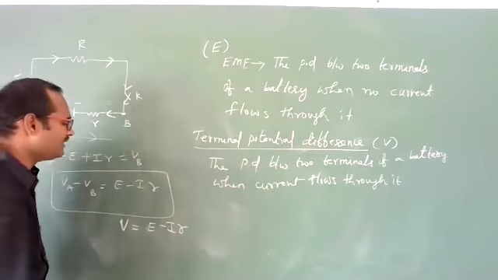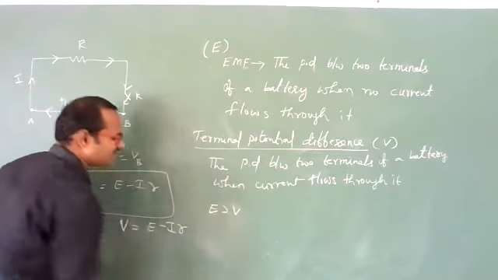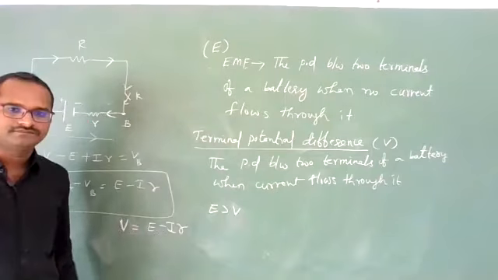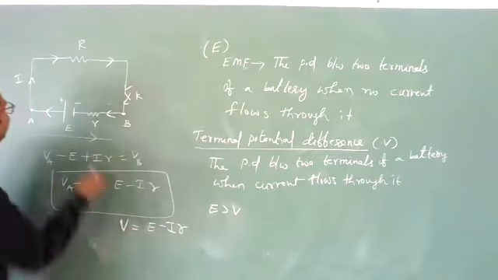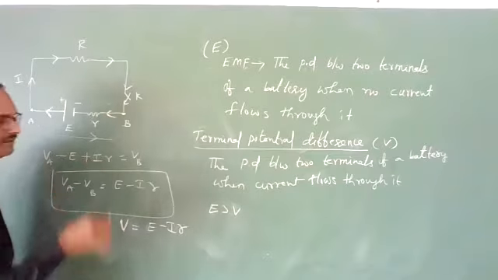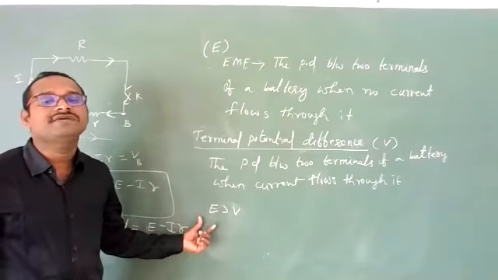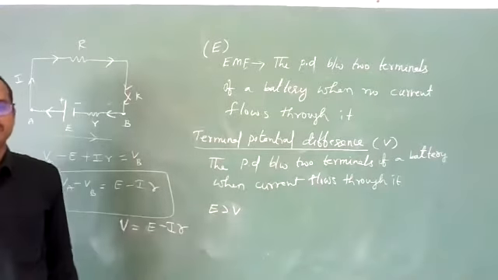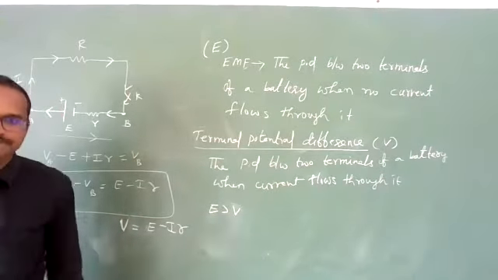Now, which one will be more? E will be greater than V. Yes or no? Yes, V is less than E. So when the battery is discharging, when the battery is giving current, the EMF will always be greater than the terminal potential difference.